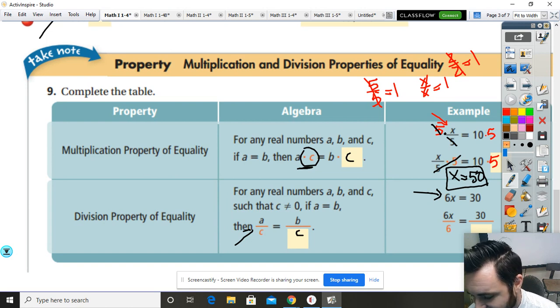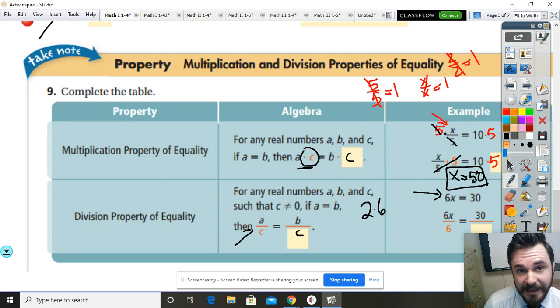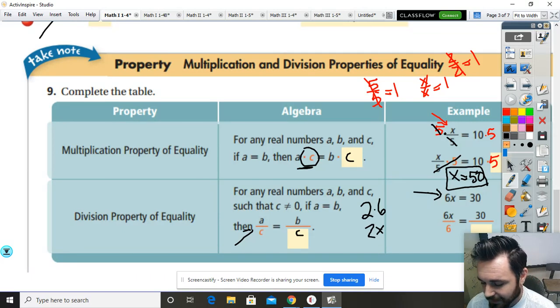Well, what's going on between 6 and x? What happens when we have two things next to each other? If I wrote a 2 and a 6 right beside each other, notice that's multiplication. And that's true whether it's 2 and 6 or 2 and x. 2 and x are being multiplied. Here 6 and x are being multiplied. So to get rid of a 6, let's divide by 6, which you see here.